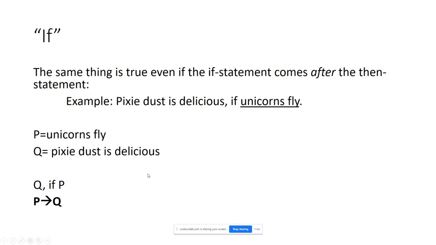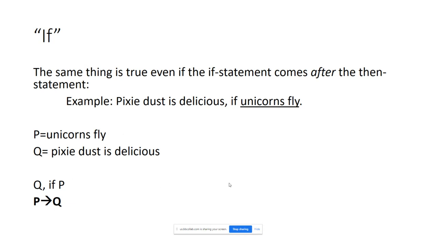Now the same thing is true even if that if statement comes after the then statement in an English sentence. So oftentimes English sentences are like this, where the if, the antecedent, comes after the consequent in the English sentence. So for example, pixie dust is delicious if unicorns fly. That means the exact same thing as saying if unicorns fly, then pixie dust is delicious. So again, you'd symbolize it the exact same way. Even though what you've got here is Q if P, you still put P arrow Q because P is the if statement. It's going to be the antecedent in that conditional.